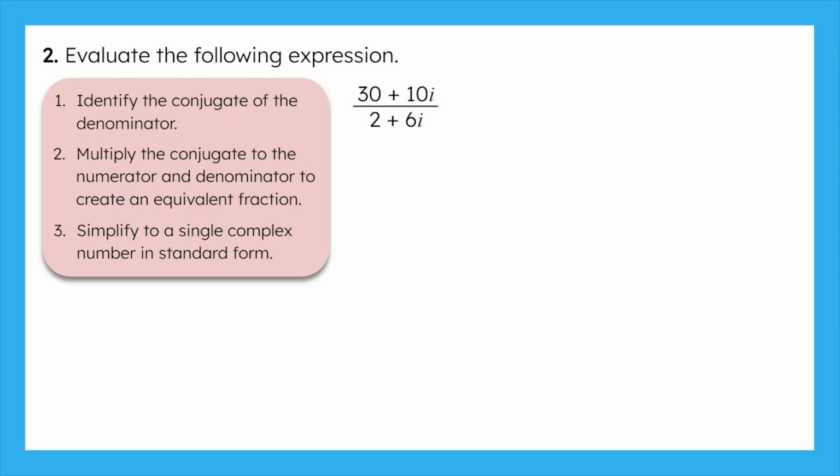So let's start with our first step. What's the conjugate of the denominator? We know that conjugates have opposite operation signs, so the conjugate of 2 plus 6i is 2 minus 6i, which will multiply to both the numerator and denominator. Pause the video and do that now.